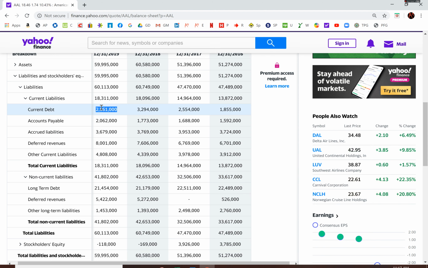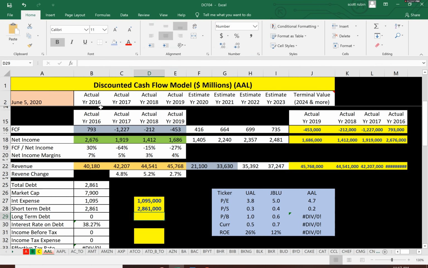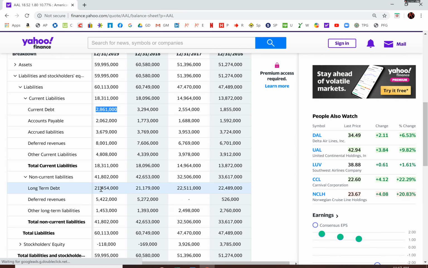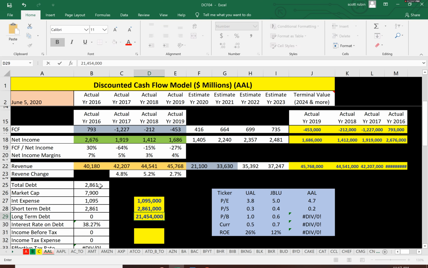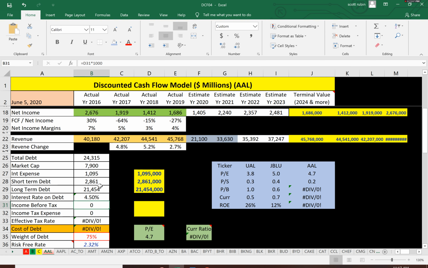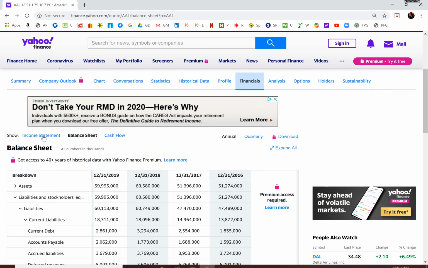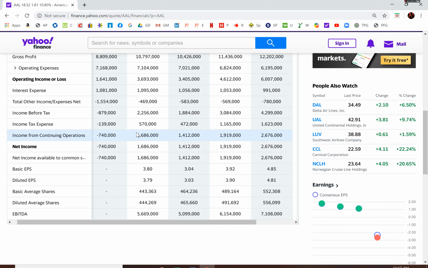and they have 2.8 billion of current debt. That's debt due within 12 months. 21 billion of long-term debt. That's debt due more than 12 months. And they pay 4.5% interest on the debt. But interest payments are tax deductible, so let's find out their effective tax rate. We'll go back to the income statement.